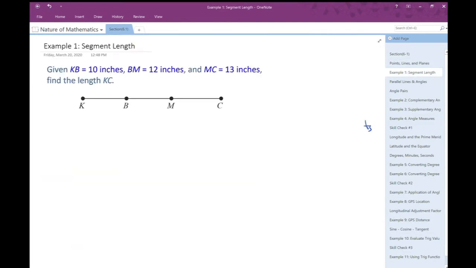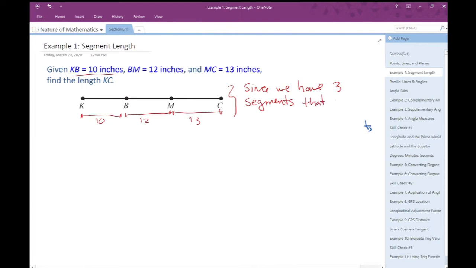So our next page here, we're looking at segment length. They give us a segment here, and it says that KB is 10 inches, so the distance from K to B is 10 inches. BM is 12 inches, and MC is 13 inches. Because we have 3 segments, they are collinear, they are connected at their endpoints, and they don't overlap.